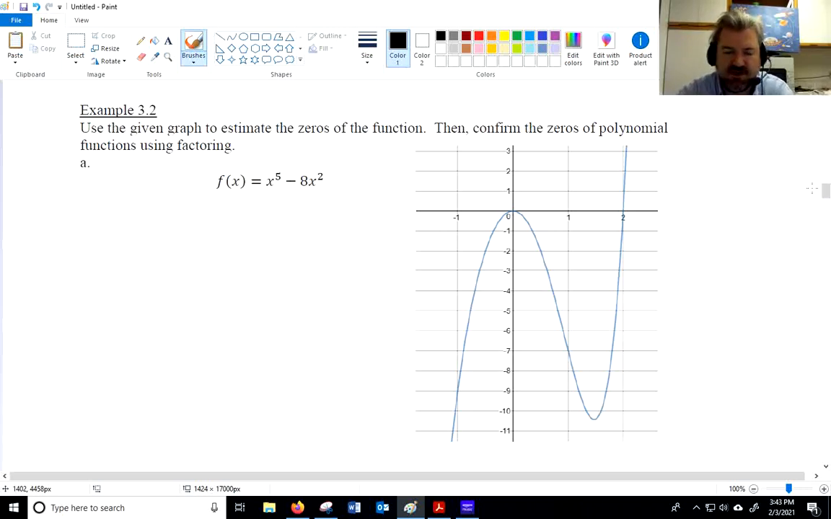Then confirm the zeros of the polynomial functions using factoring. So let's take a look at this function. I've graphed it for us. This is x to the fifth minus 8x squared.